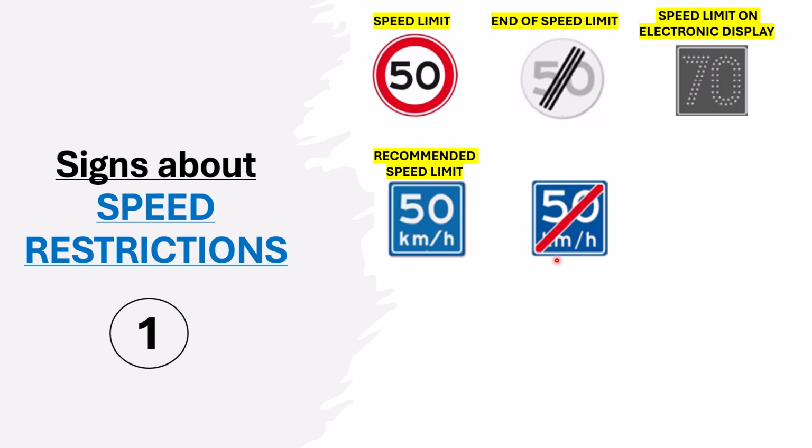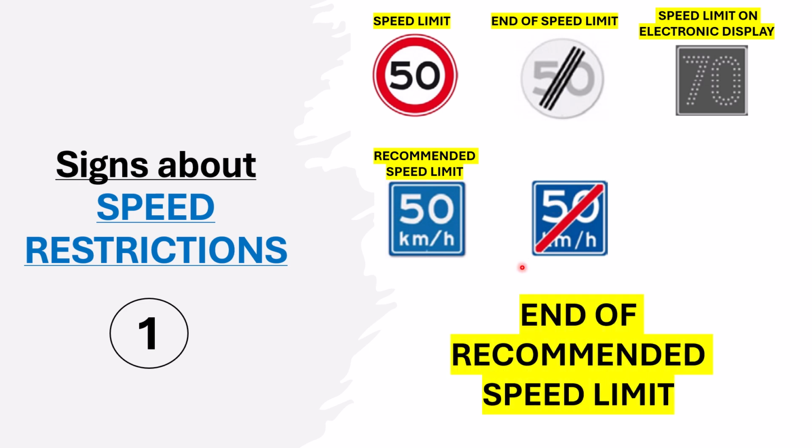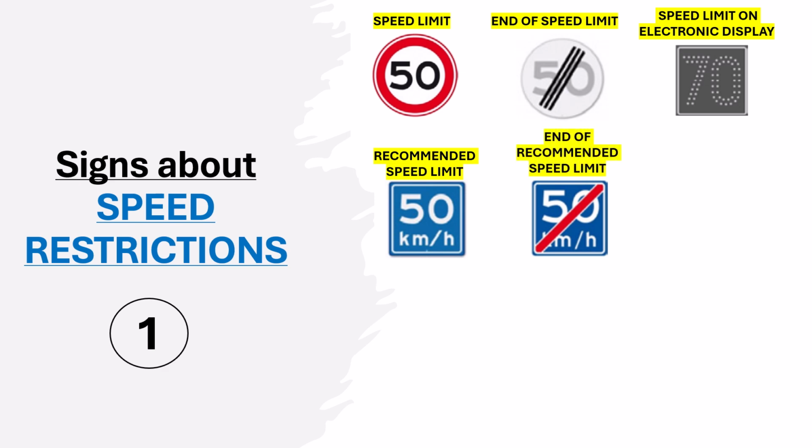And obviously, if there is a red line over a blue background signboard explaining a speed limit, it means this is the end of the recommended speed limit. Now you can travel faster than 50 kilometers per hour unless you find any other signboard with some other instructions.